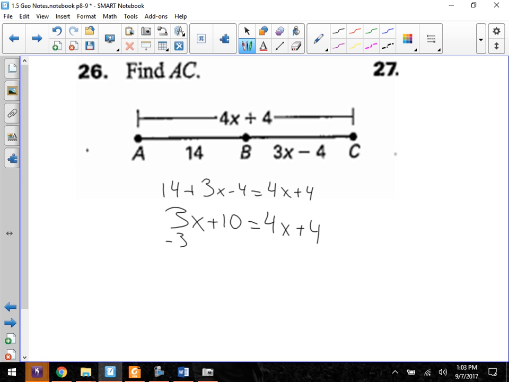Subtract 3x. And subtract 4. Okay. So what is that? 18 minus 4 is what? 14?